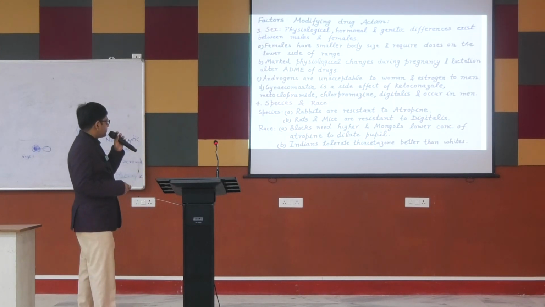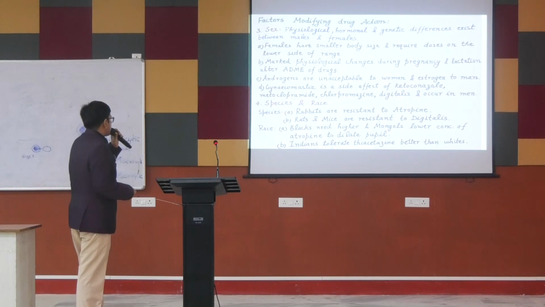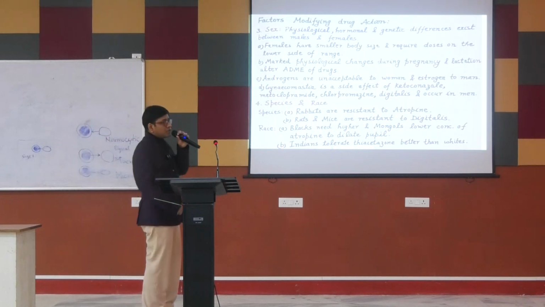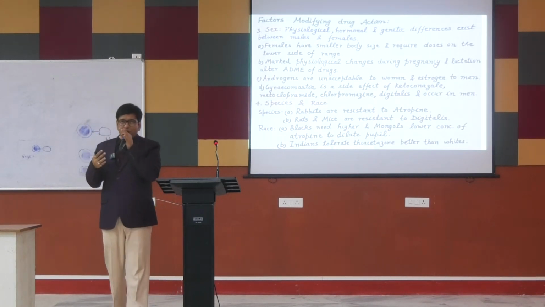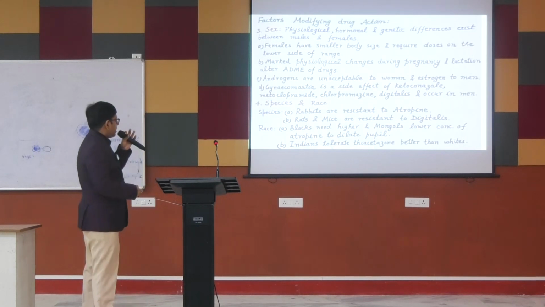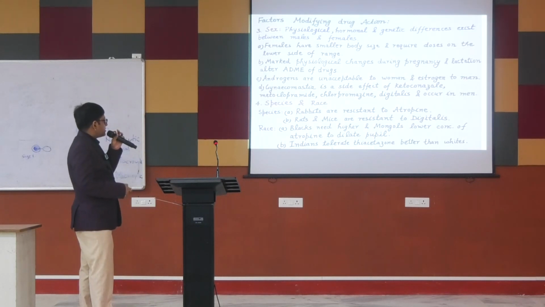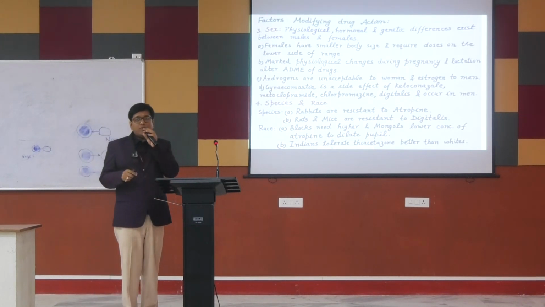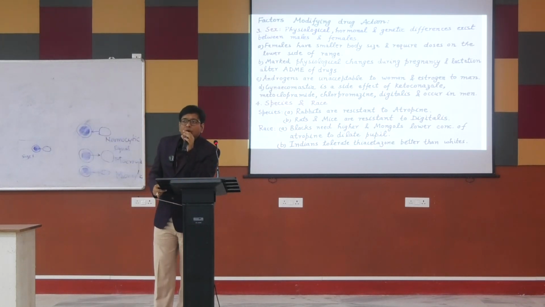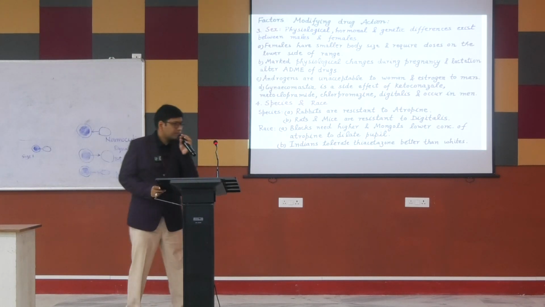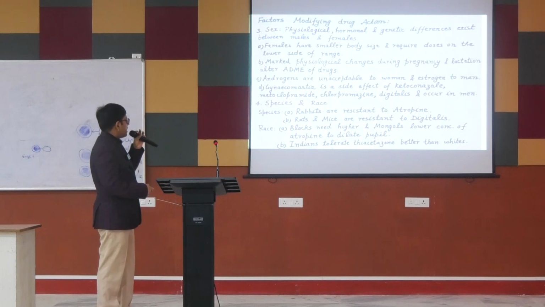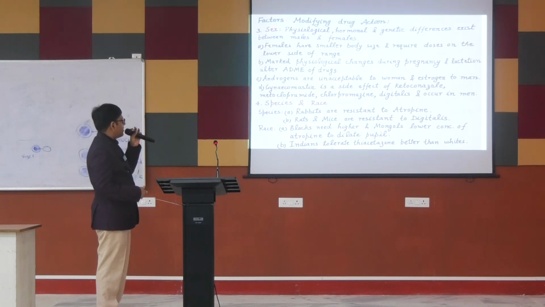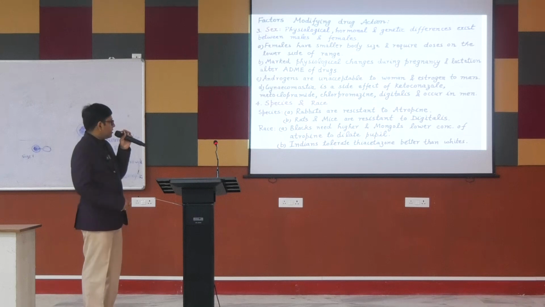So there are some differences in relation to sex also when we see the effect of drug. Species is very important. In some species, some drugs act more, and in some species, some drugs act less. Like rabbits. There is a drug called atropine, which has a lot of uses. We will study about it in the anticholinergic chapter. Atropine acts much less in rabbits. It is resistant in rabbits.